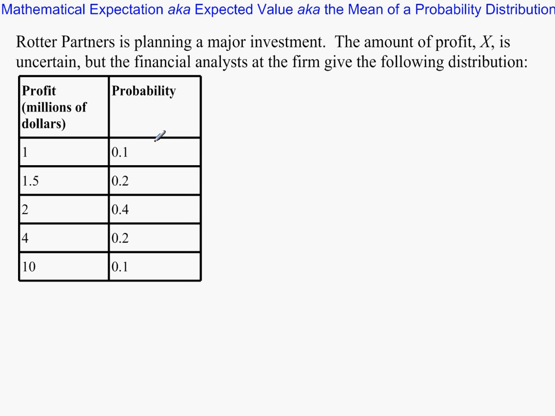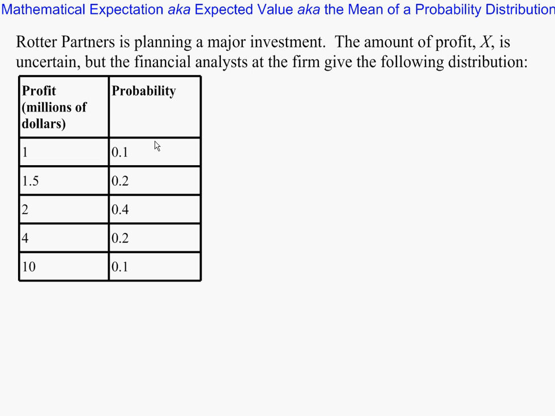If I had this same exact situation arise over and over and over again, and I made the investment over and over again, and I got lots of different results. Sometimes I would get $2 million, sometimes I would get $10 million, sometimes I get $1.5 million. I would do this many, many times, and then if I were to average over all those times, what was the output that I got?